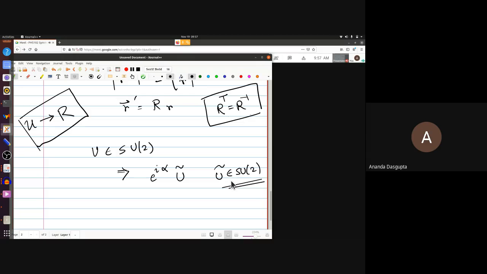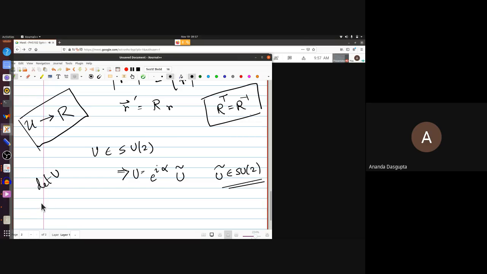And can anybody tell me what this alpha quantity is? How do you find the alpha? Given a unitary matrix 2 by 2, how do you find this alpha, such that U is e to the i alpha times U tilde, and U tilde is SU2? You will take the determinant of U.